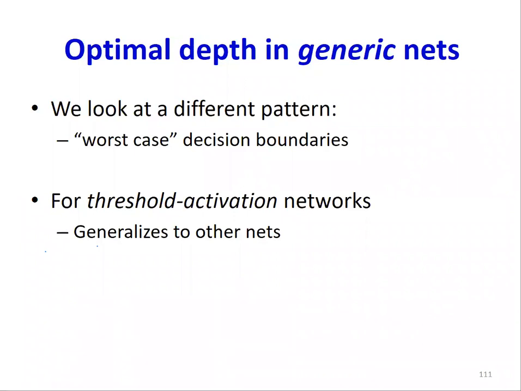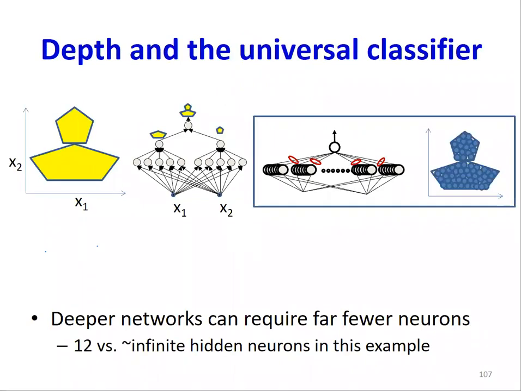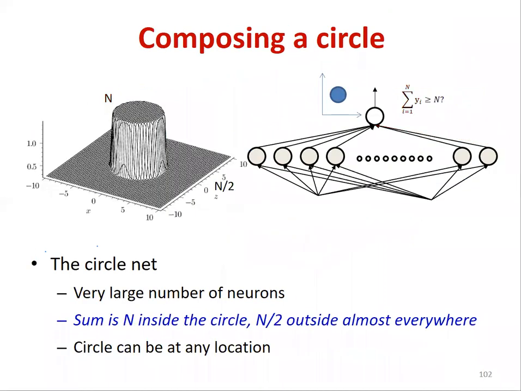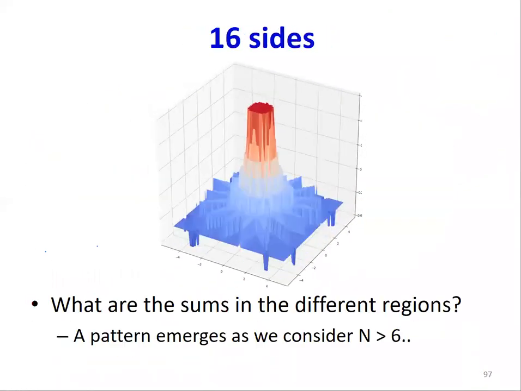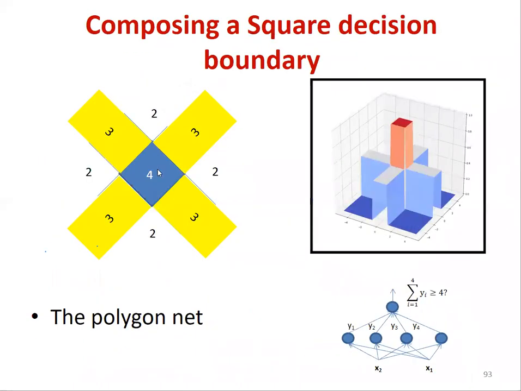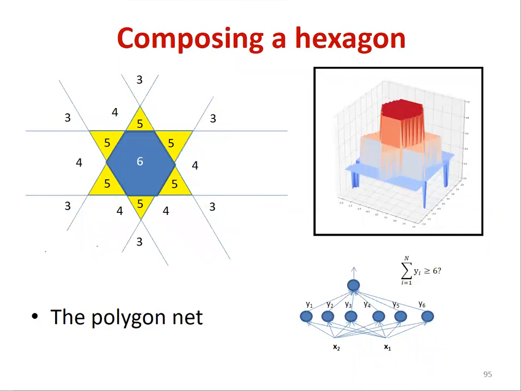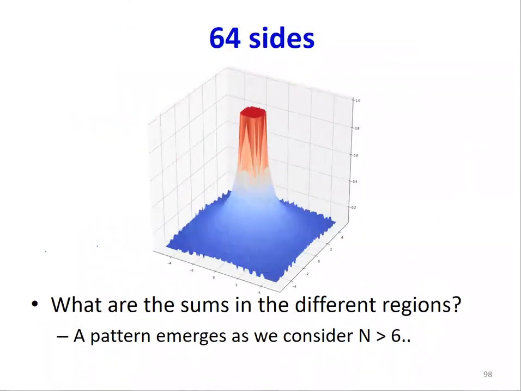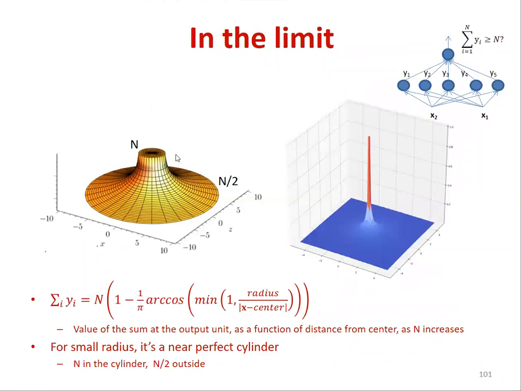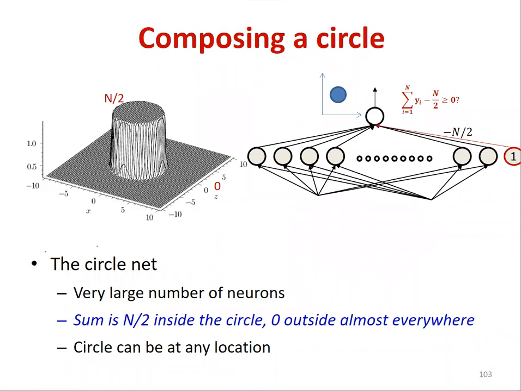So, Professor? Yeah. Can you explain once again where the n/2 values come from? The n/2 value is because, remember, when we did these examples, the sum here was 4 inside the diamond. Most of the other region was 2, right? Here it was 5 and 2. It was 6 and 3, right? Okay. So as you keep going down, what will happen is that it's going to be n inside and n/2 outside. So if I add the bias, this n/2 becomes 0 and this becomes n/2. Make sense? Okay. Yeah, I understand.